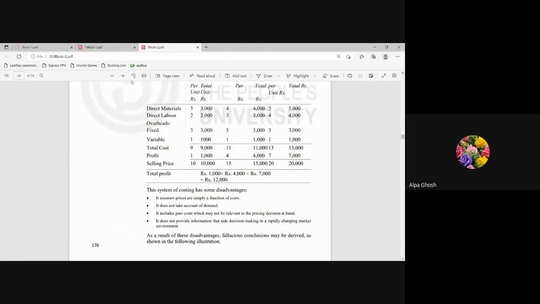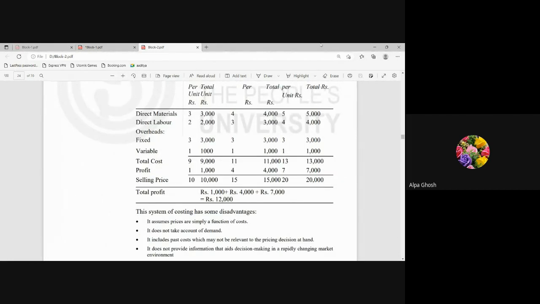see here. What is the total? The total is 9,000, 11,000 and 13,000. Okay? 9,000, 11,000 and 13,000. Now you have been given sales per unit. Total selling price is given as 10,000, 15,000 and 20,000.